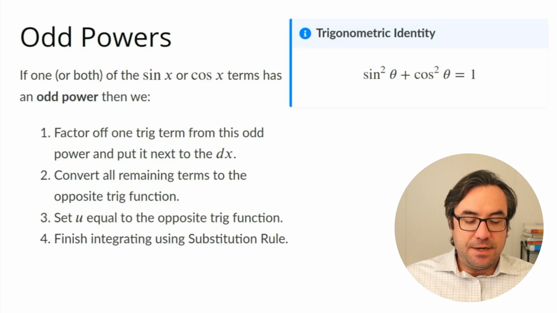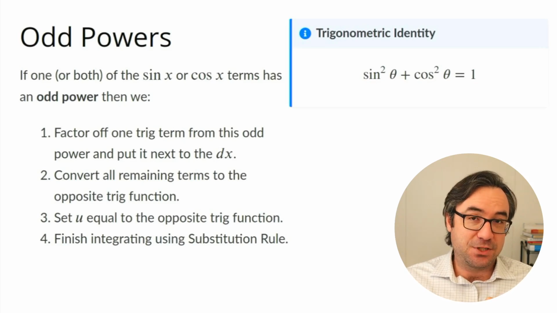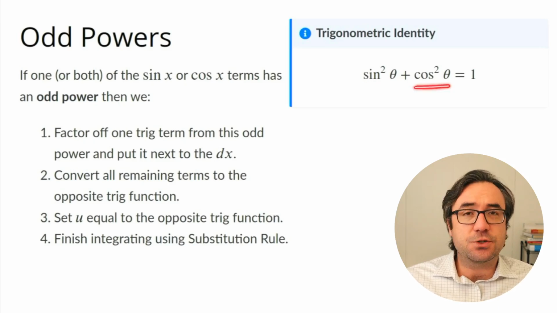the rest of it is going to rely on this trig identity. This is going to be our main trig identity that we're going to use. Sine squared of some angle plus cosine squared of some angle is equal to 1.